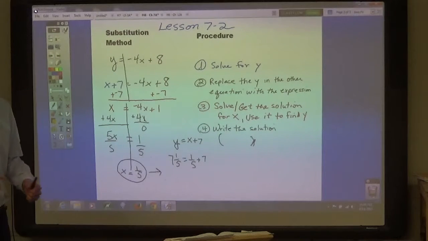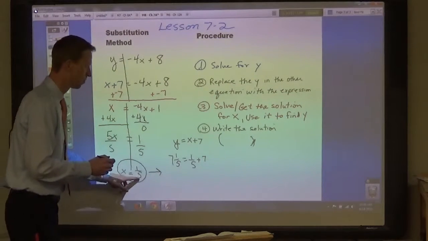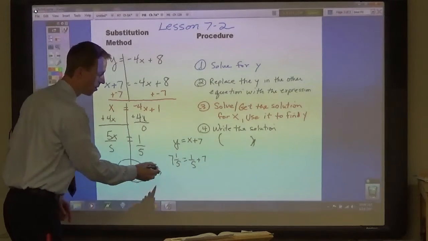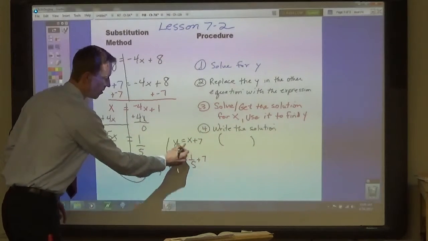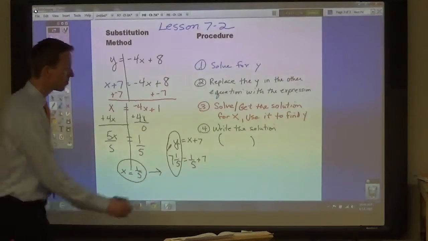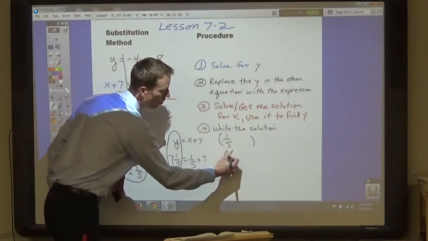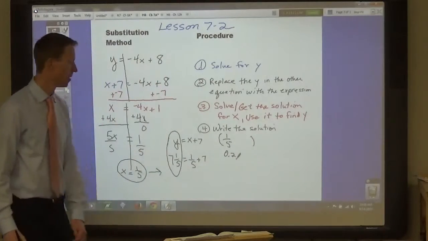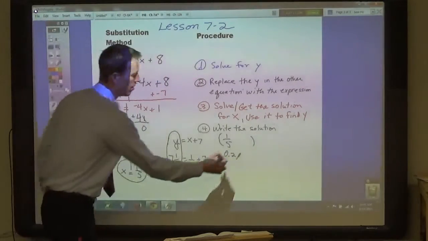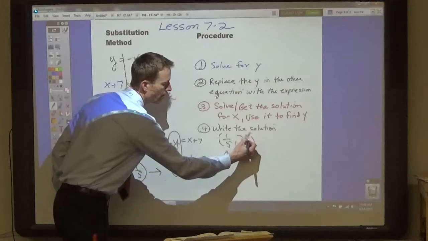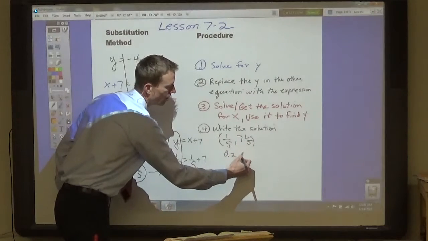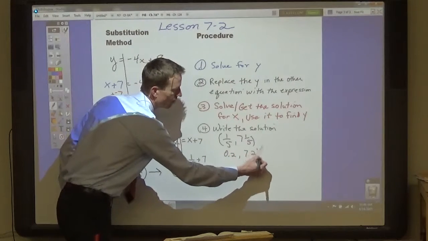What are the points? What's the x and y coordinates? We found 7 and 1/5 and 1/5. Which one is which? 7 and 1/5 is the y, and x is 1/5, so it's 1/5, comma 7. Or you could write it as 0.2, and this is 7 and 1/5, 7.2.